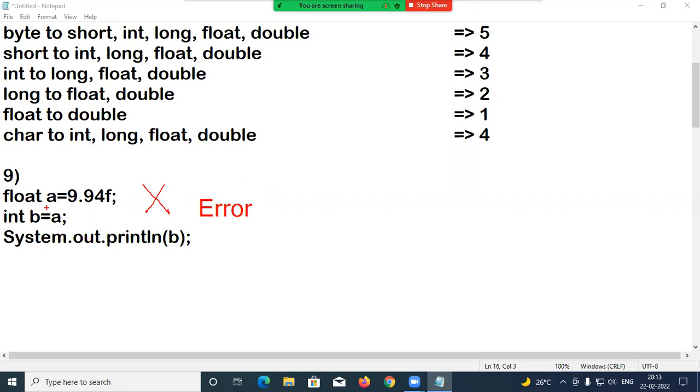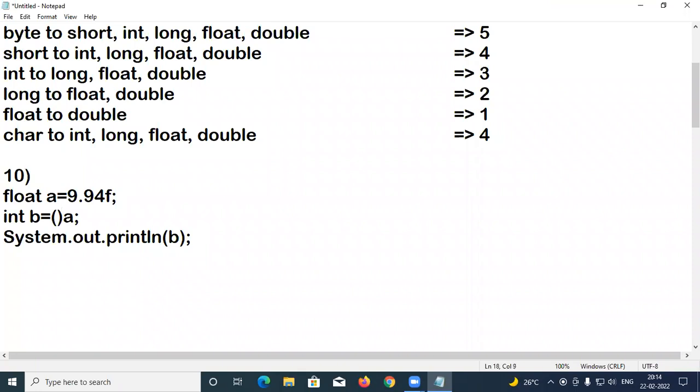So A is a float type. B is an int type. Float to integer comes under 2-3 conversions. 2-3 conversions must be done by the programmer explicitly, otherwise error. Can we solve this error? Yes, we can solve this error. So in the brackets, what do we have to write? Int or float? Int we have to write. Whatever is on the left side, that you have to write.